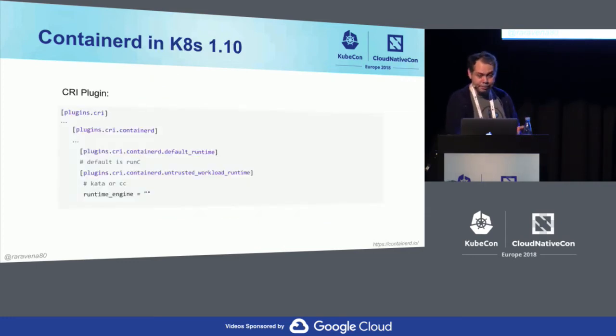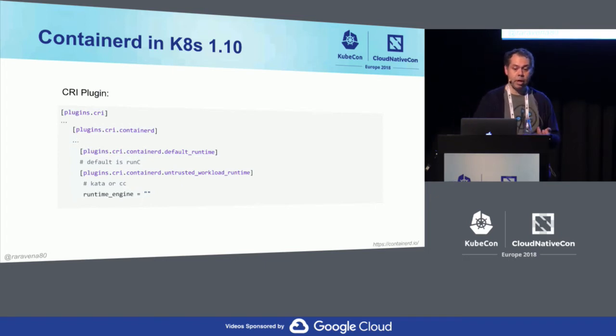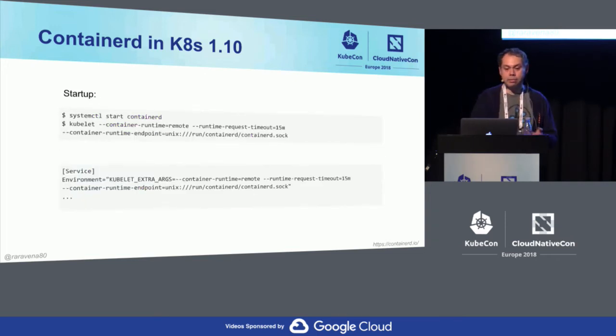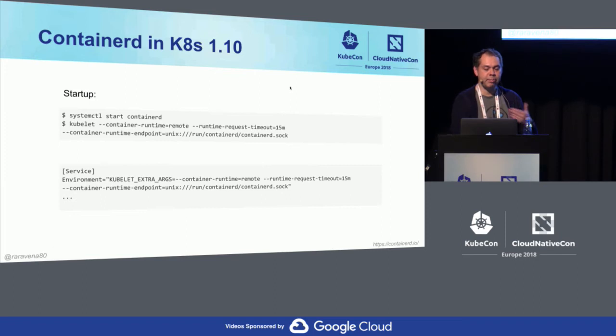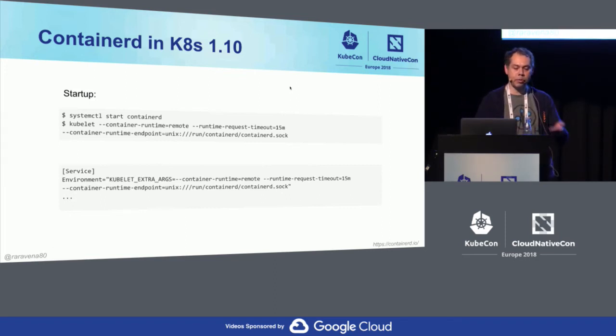This is how you configure Containerd with Kubernetes 1.10. You actually don't have to configure anything because the default runtime is Runc. But if you want an untrusted workload runtime, you can configure that, and it could be something like Kata containers or Clear containers. You can also specify another runtime instead of Runc if you don't want to run the default. And this is how you start Containerd. You just start your daemon with systemd, and then you start your kubelet saying that your container runtime is remote, and you point it to the Containerd daemon socket. That socket is listening gRPC and CRI. And then you can also set it up as a systemd service in the kubelet, that is.